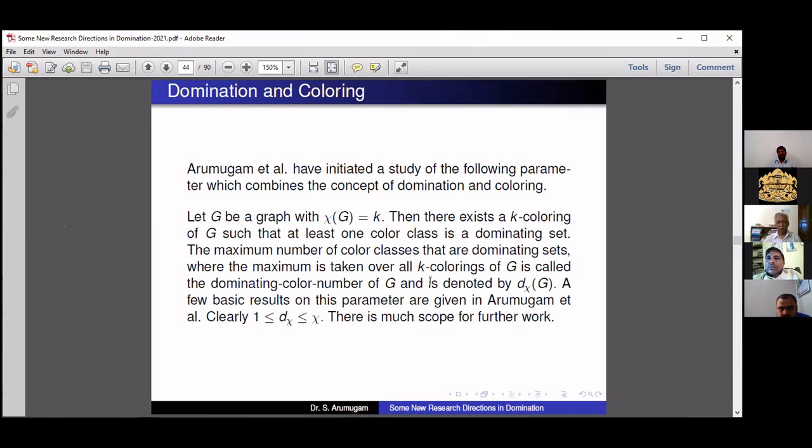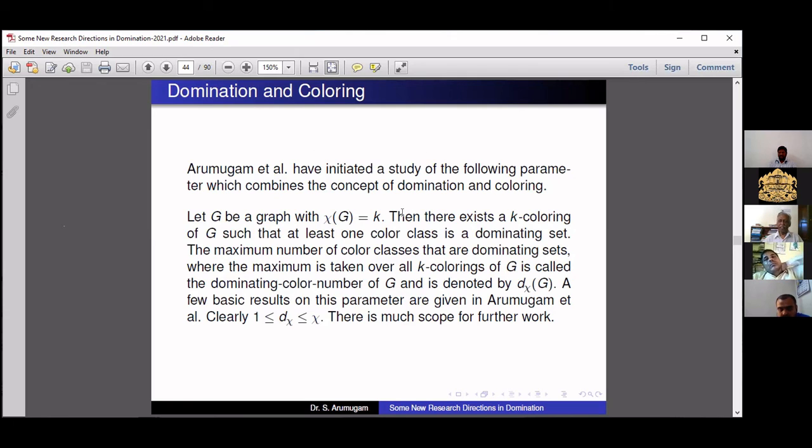Try to develop the NC version of this concept. Because NC domination is well studied, NC coloring is well studied. NC coloring has the famous Vizing's theorem, which says that the chromatic index is either delta or delta plus 1, the maximum degree or the maximum degree plus 1. So try to develop this theory for edge coloring.